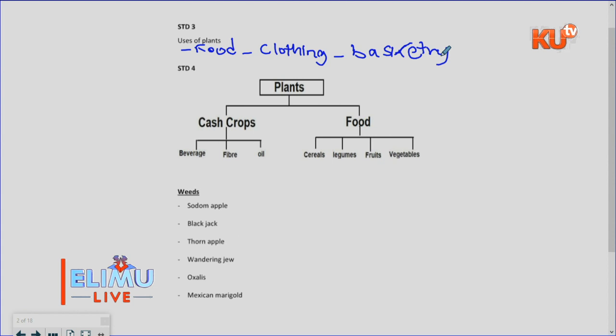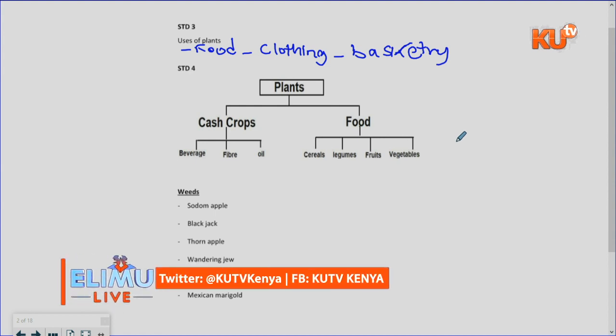When you talk about food crops, we are talking about cereals, we are talking about legumes, we are talking about fruits, we are talking about vegetables, we are talking about tubers also.